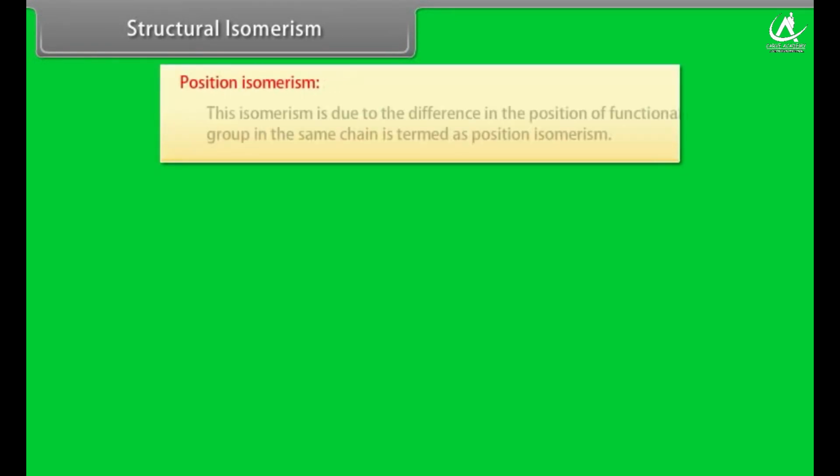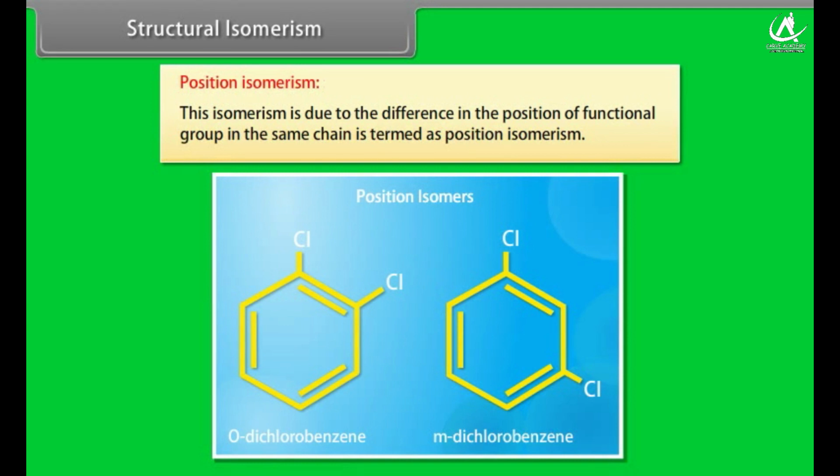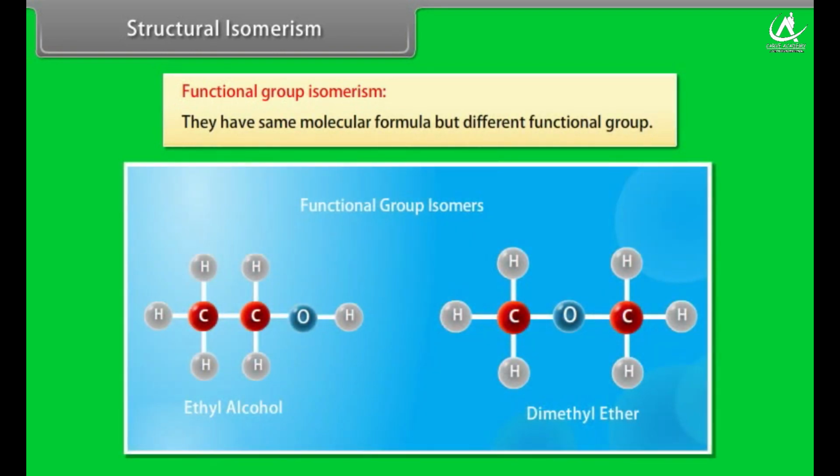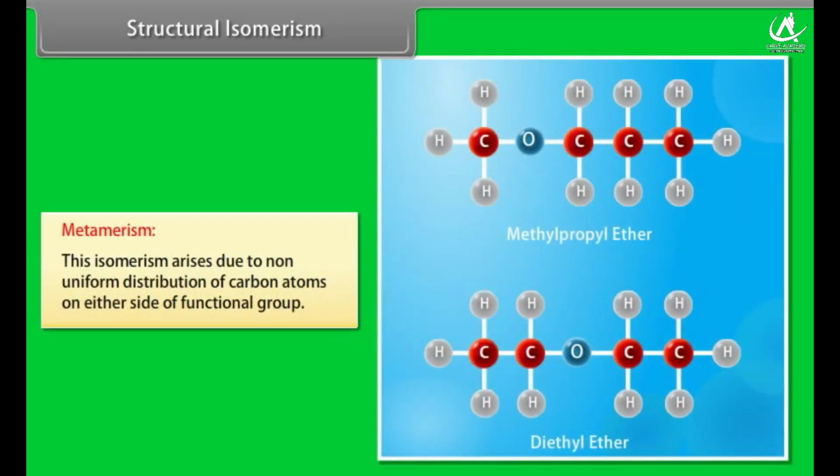Structural isomerism. Position isomerism. This isomerism is due to the difference in the position of the functional group in the same chain, and is termed position isomerism. Functional group isomerism. They have the same molecular formula but different functional groups. Metamerism. This isomerism arises due to non-uniform distribution of carbon atoms on either side of the functional group. For example, methyl propyl ether and diethyl ether.